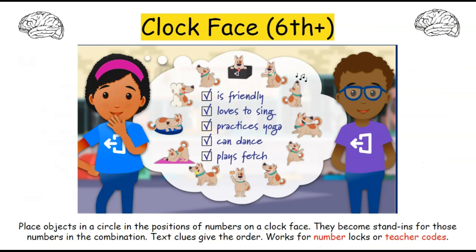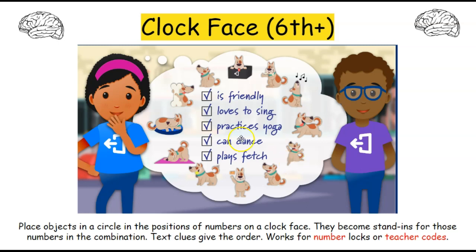This puzzle type is called Clock Face, which is appropriate for sixth graders and up. It's a mental type puzzle, so you can use it for digital breakouts or physical breakouts. Place objects in a circle in the positions of numbers on a clock face. They become stand-ins for those numbers in the combination. Text clues give the order. Words for a number lock combination or a teacher code.